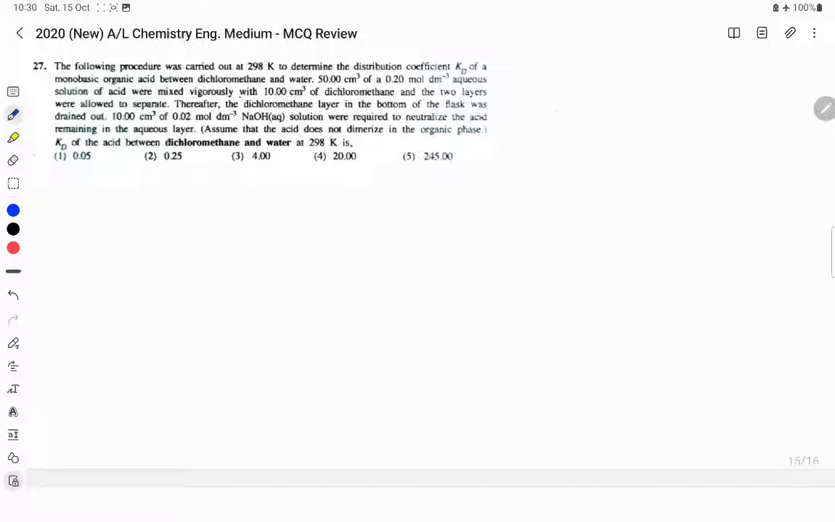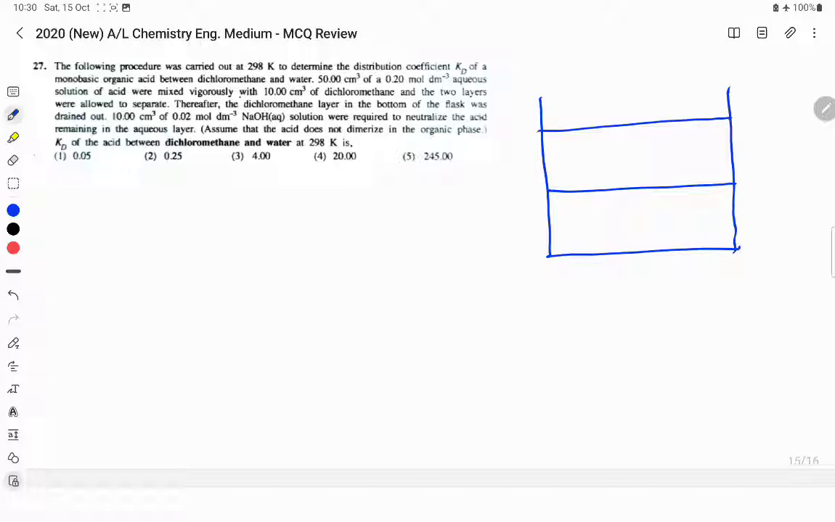Let's draw a simple diagram for this. They say the dichloromethane layer is here at the bottom. So this will be our aqueous layer, and this is DCM, and its volume is 10 cm³. Aqueous layer is 50 cm³.